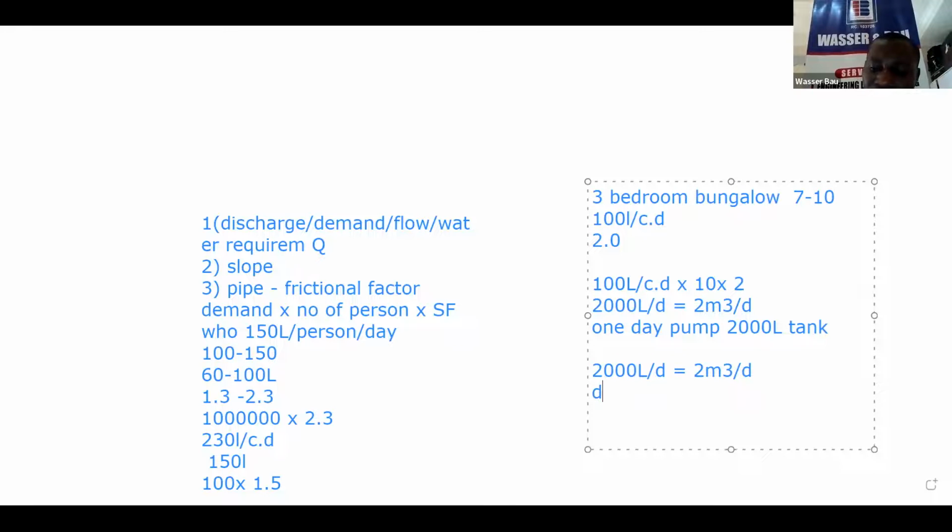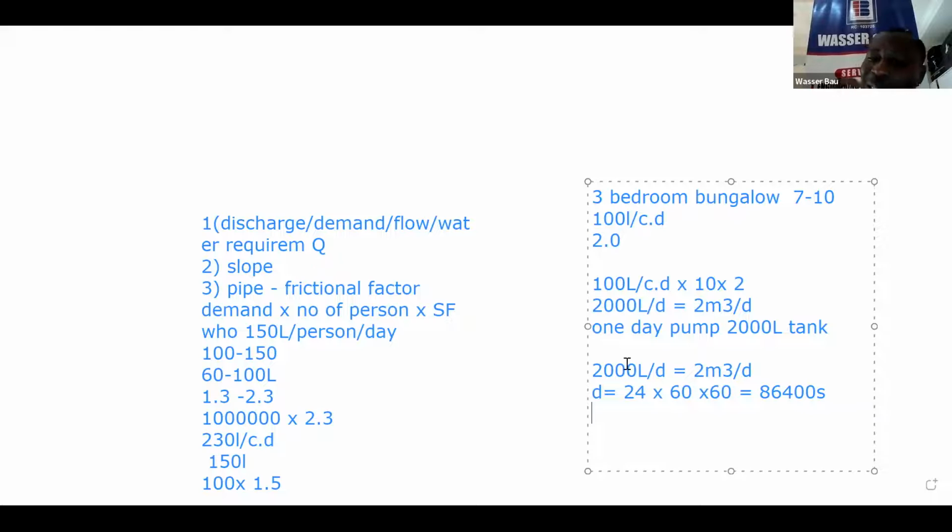Now, one day is 24 hours. 1 hour is 60 minutes. 1 minute is 60 seconds. If you do this mathematics, you're going to get 86,400 seconds. So 1 day is equivalent of 86,400 seconds.